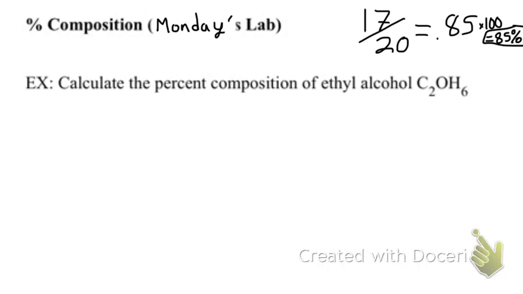So in order to calculate percent composition, you have to find what your actual question is out of. In this case, that's going to be the total mass of C2OH6, and you need to figure out what you got correct. In this case, it's going to be how much carbon weighs, how much oxygen weighs, and how much hydrogen weighs. So we're going to figure out how much they each weigh individually in order to calculate the total mass.